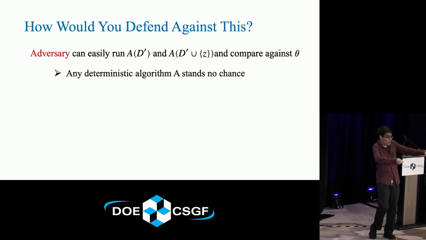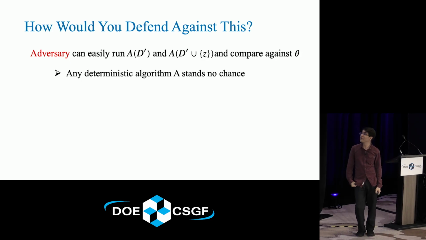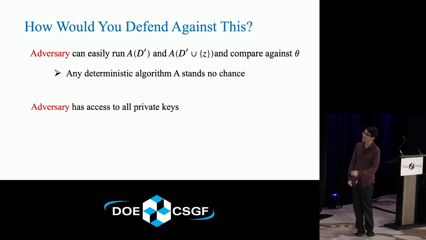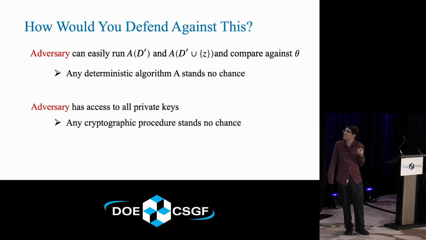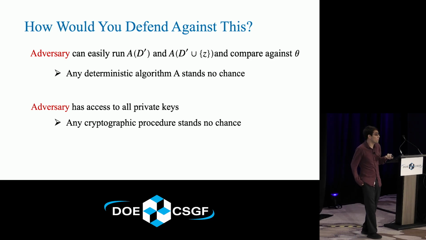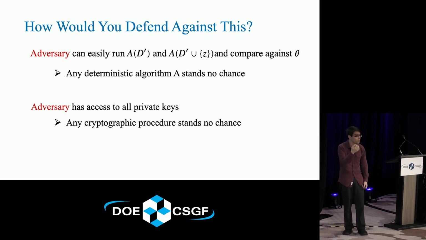Because then they can just run both cases and immediately determine if you are in the data set or not. Also, kind of by assumption here, the adversary also has all private keys for any encryption that you do. So even any cryptographic procedure here is going to stand no chance. There is no notion of private or public keys or any of that stuff that's typically assumed in the cryptographic literature. And so even cryptography here is not really going to help you.